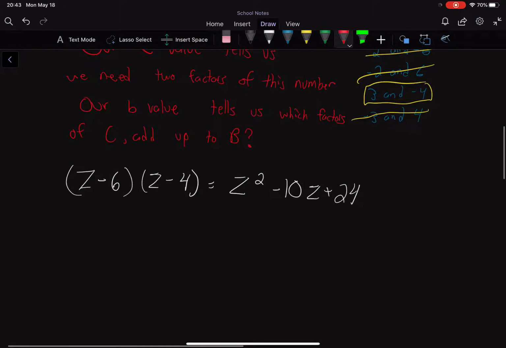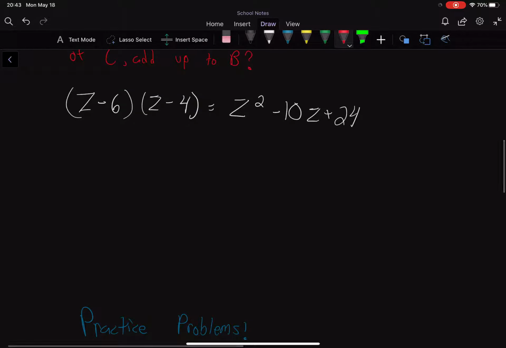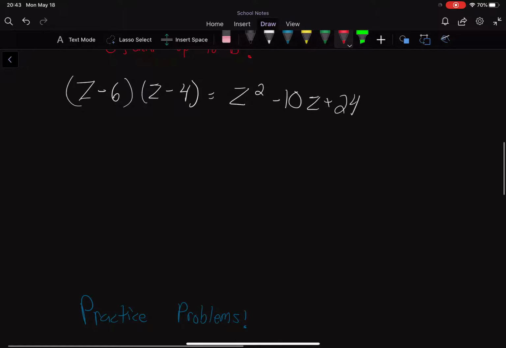And so we'll do this again. And then we'll have some independent practice problems where you can pause the video and try it for yourself and then check. So let's keep writing in red. In this case, we have z minus 6 and z minus 4. And I claim that that is equal to z squared minus 10z plus 24. So what is our C value?